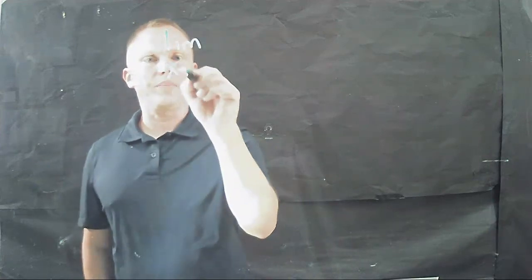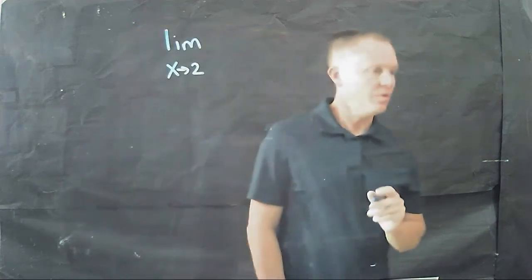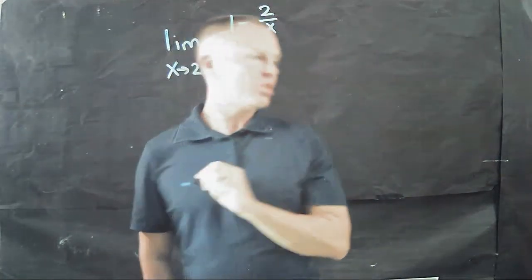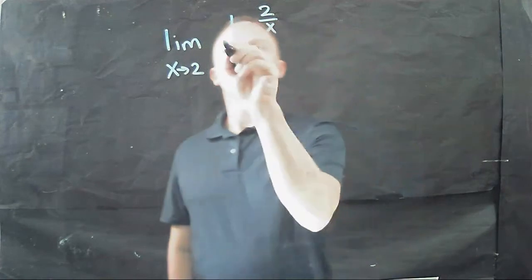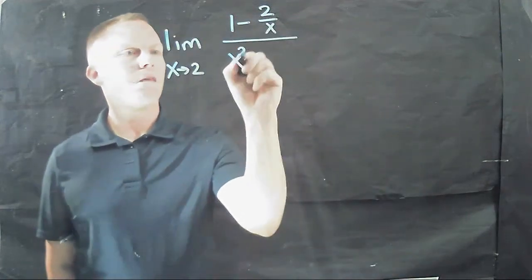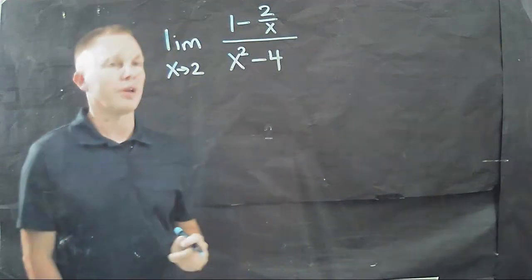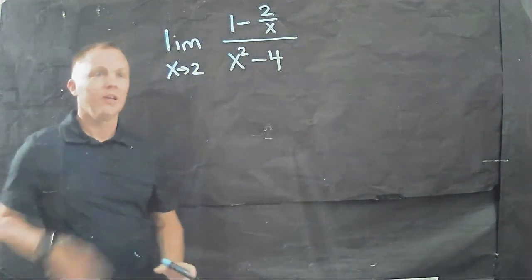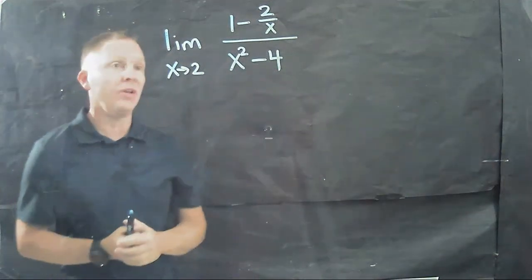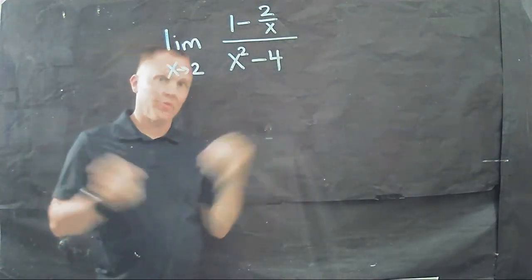I'm going to just give you this problem right here. The limit as x goes to 2 of (1 minus 2 over x) over (x squared minus 4). Okay, so here instead of putting f of x, I'm actually just putting in an expression there, and we're going to compute this limit.